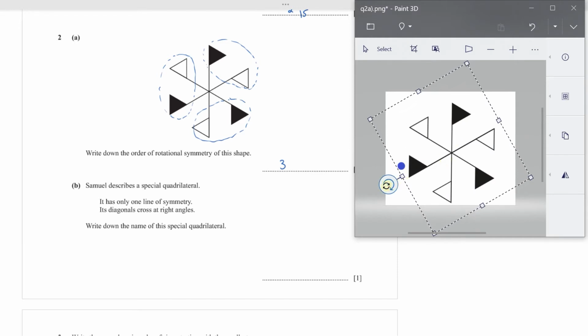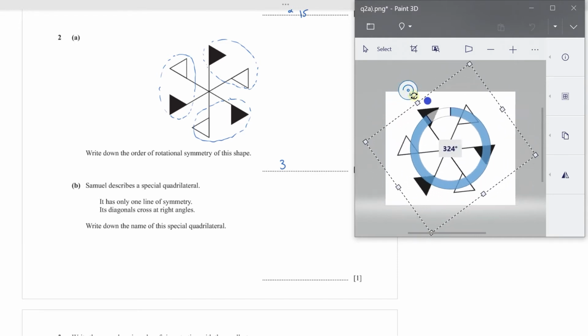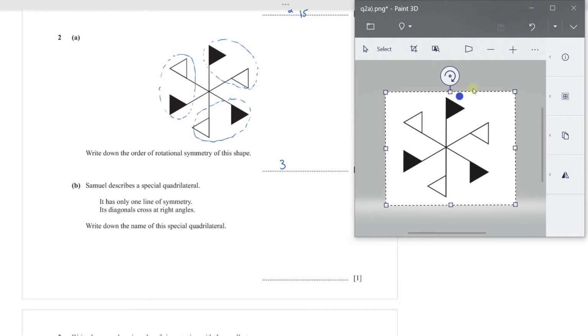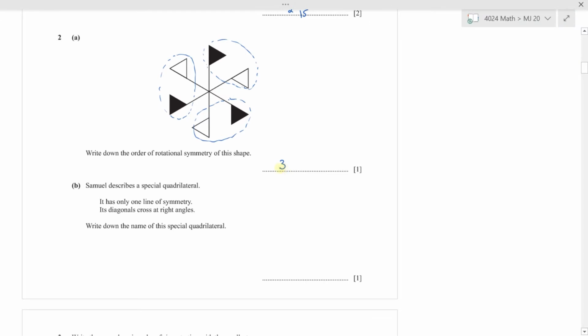So this is two times now. And then you come back to full 360 degrees and you get the same shape back. So during a full 360-degree rotation, you get the shape looking exactly like the one given in the question 3 times. So you will have your rotational symmetry order 3.